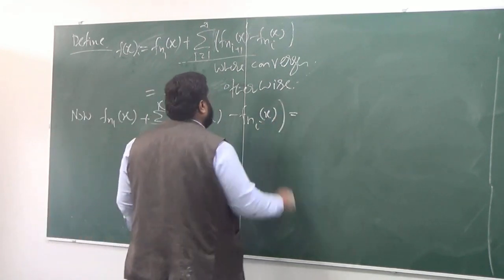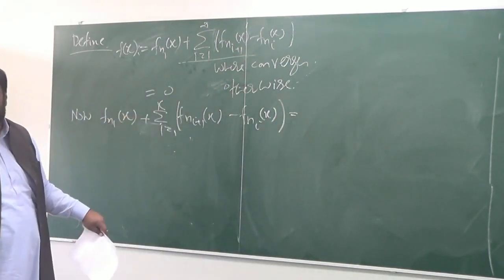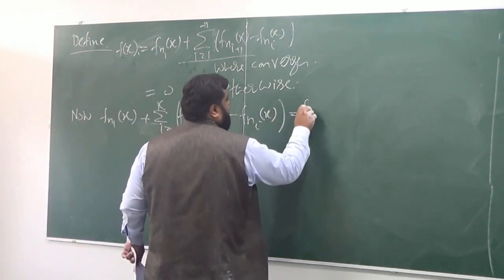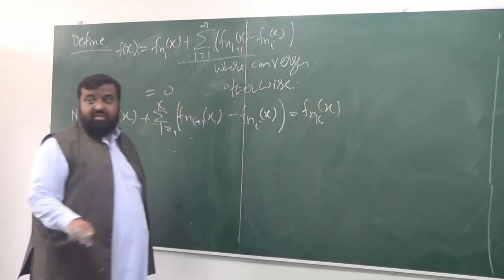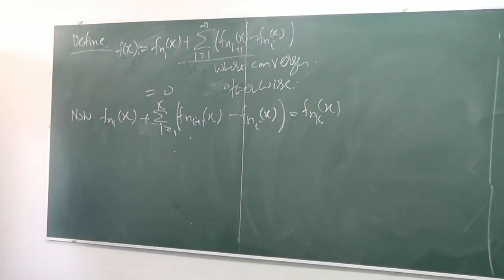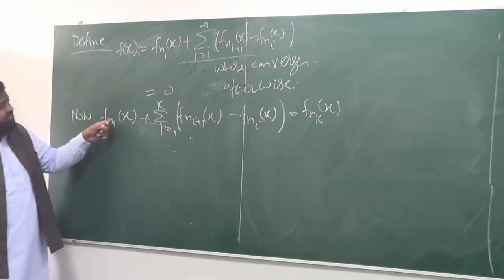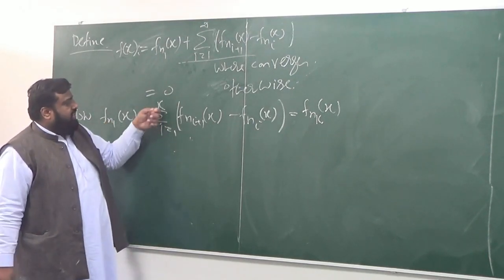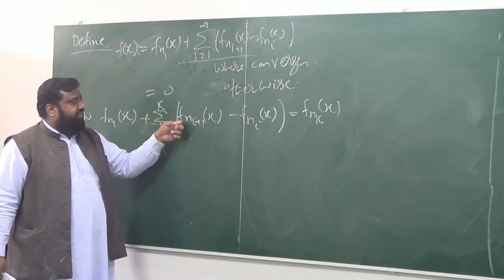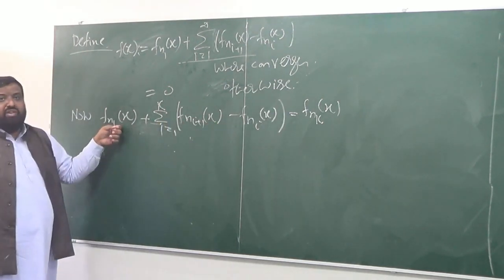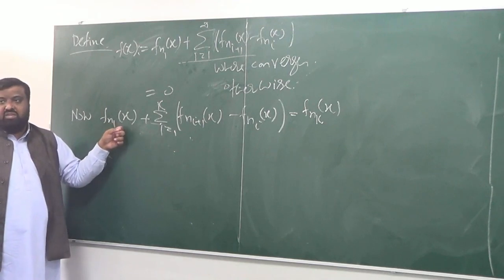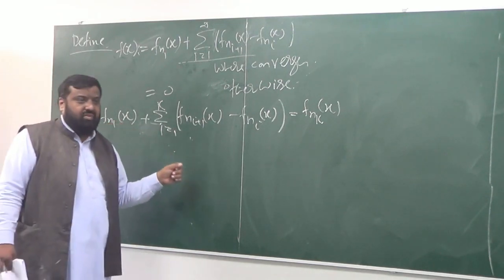So the term that is going to survive is the last term. This is equal to f n k of x. And the first term? Here's the thing. If you substitute i equal to 1, you'll have f n2 minus f n1, but this f n1 will be cancelled with the f n1 in front. You have this term here. Don't forget.